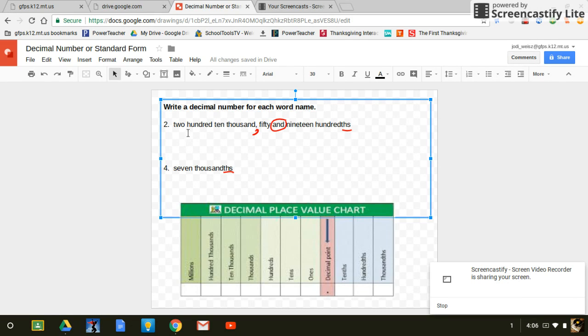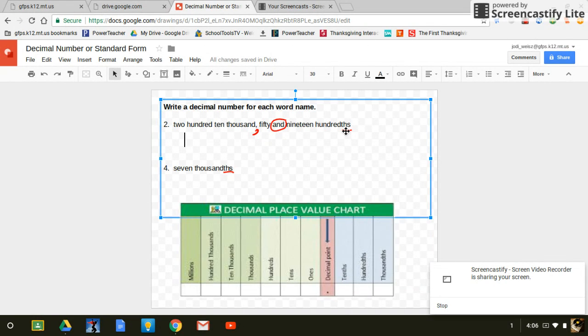So we'll get started. I see that we have a comma right here. I see that we have the word and right here. And then I'm also looking for any word that has a THS at the end. As you notice when we come down to the decimal place value chart, our words to the right of the decimal end in THS. So we have tenths, hundredths, and thousandths. That gives us a key that these words will be to the right of the decimal.